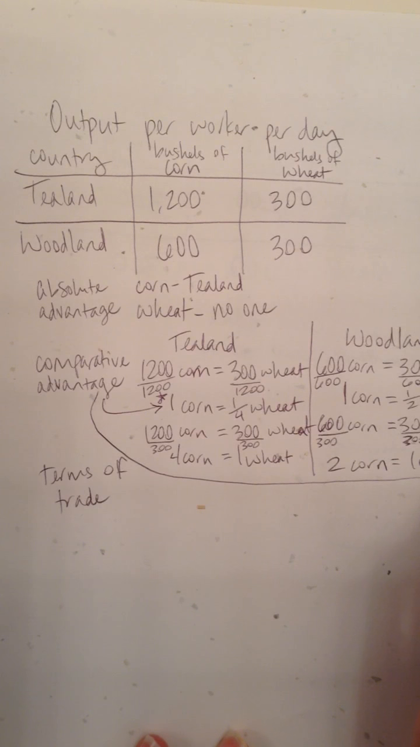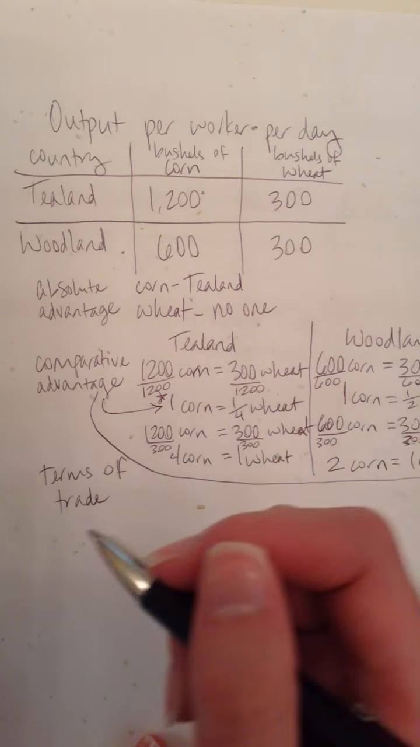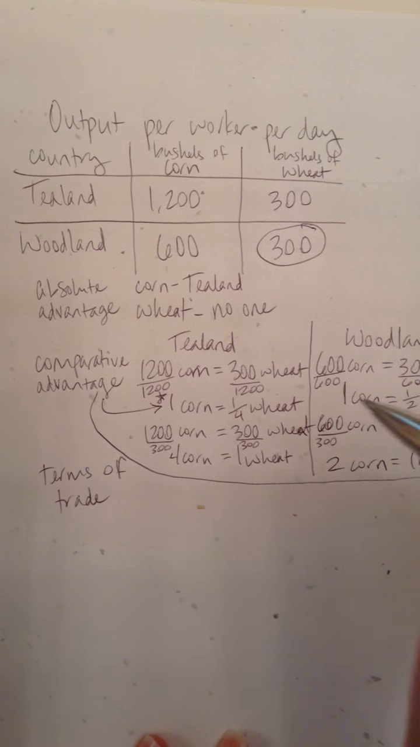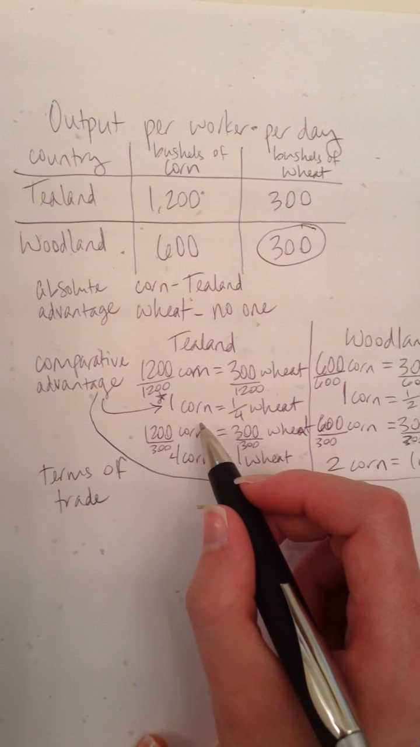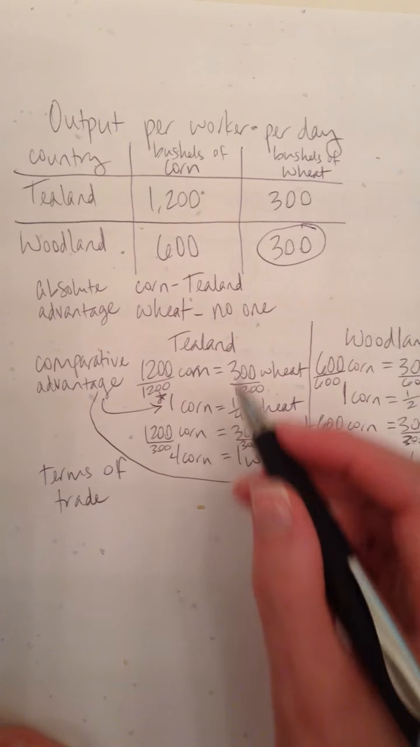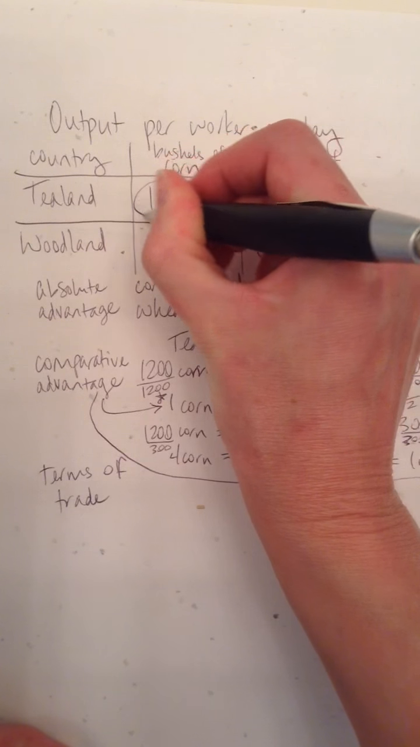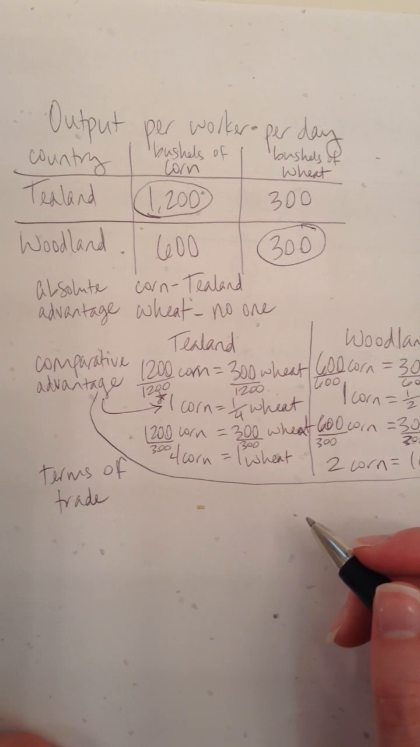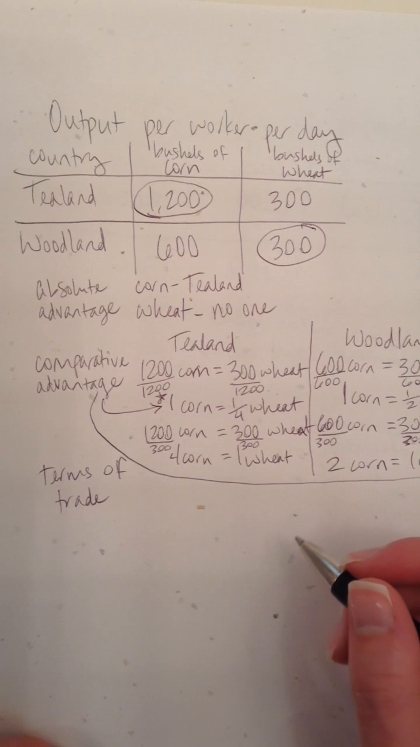So in this example, in the world that only involves tea-land and woodland, there would be 300 bushels of wheat produced. And tea-land should specialize in corn because they give up less wheat to produce corn. And since they can produce 1,200 bushels of corn, that will be what is produced in this world.